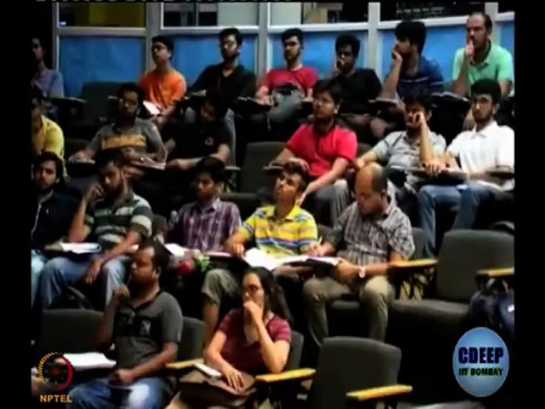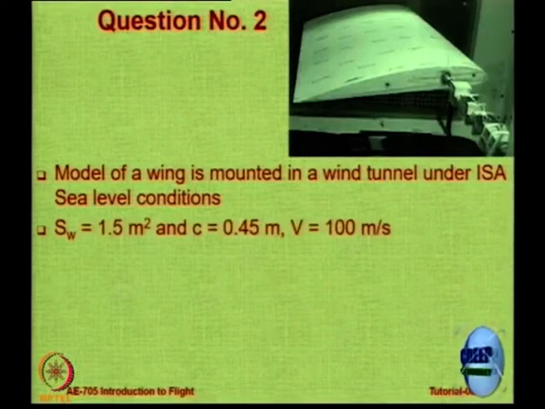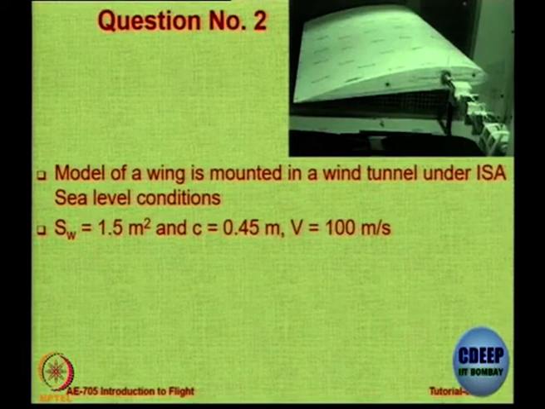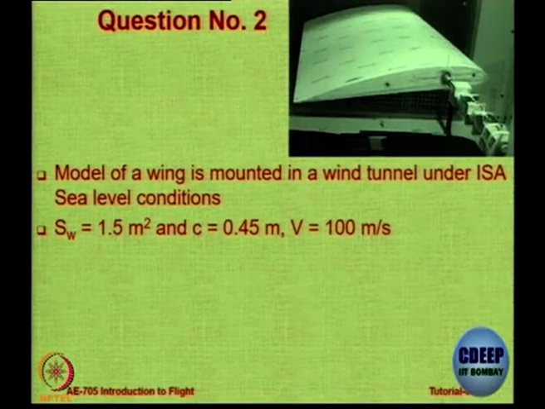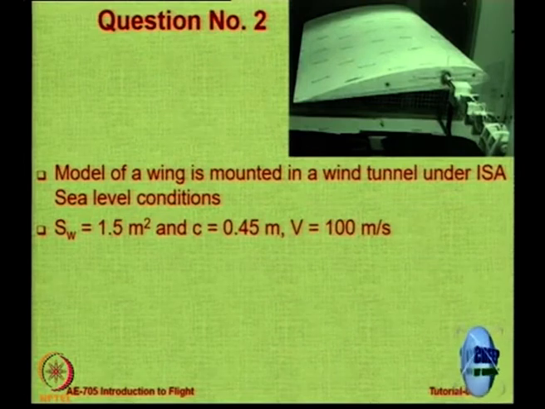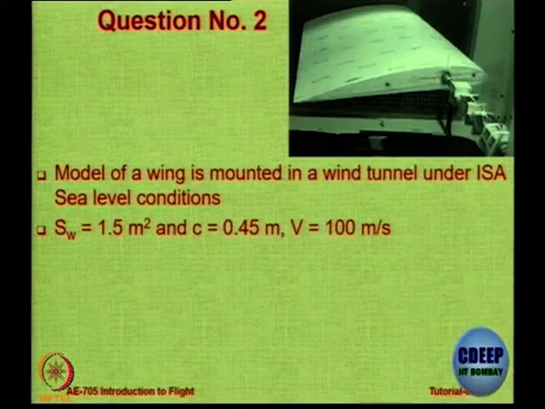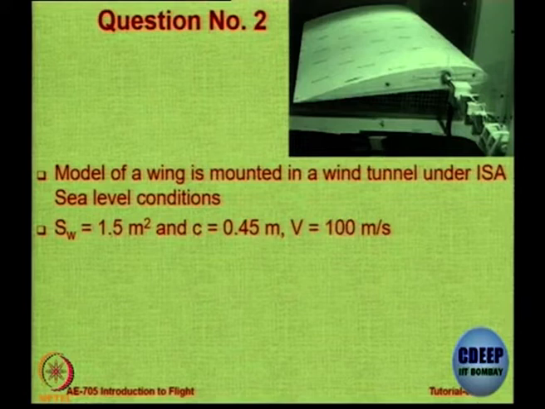Okay. So, in this experiment, there is a wing mounted on a wind tunnel with a wind tunnel balance. Now, we assume that the conditions are ISA conditions in this example, and note down these numbers because you will need them. The reference area of the wing, and in this case it is a single wing. So, if it is a single wing, then the area of the wing exactly is the geometrical area in the top view. So, SW will be 1.5 square meters and chord of the model is 0.45 meters.